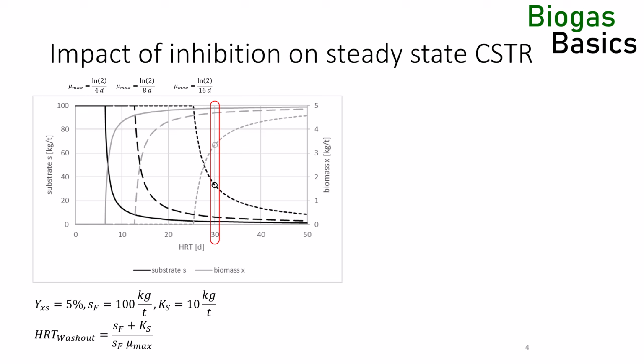Process inhibitions do not matter until they do, at which point the digester stops working at all. There is no gradual transition from the uninhibited to the inhibited state, but an abrupt step change. A well-designed plant never gets near the washout point and does not require intensive process control.